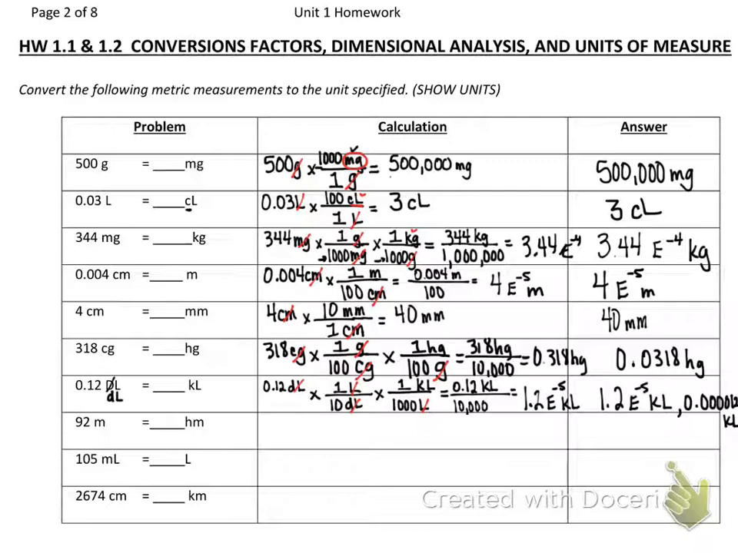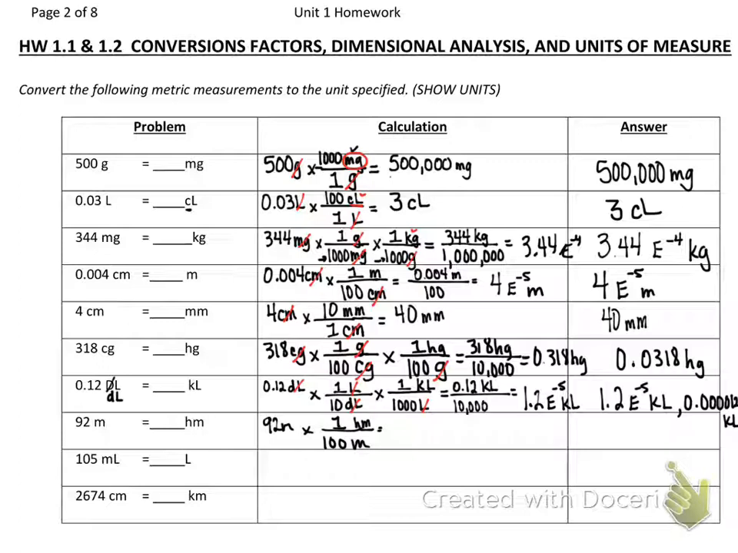Alright, so our next problem, we have meters. We want to get to hectometers. So again, start off with your given. Our given is 92 meters. We want to get rid of meters, so it's going to go in our denominator. Is there a direct link between meters and hectometers? Well, we know that hecto, again, means 100. So, yes, we have 100 meters in 1 hectometer.